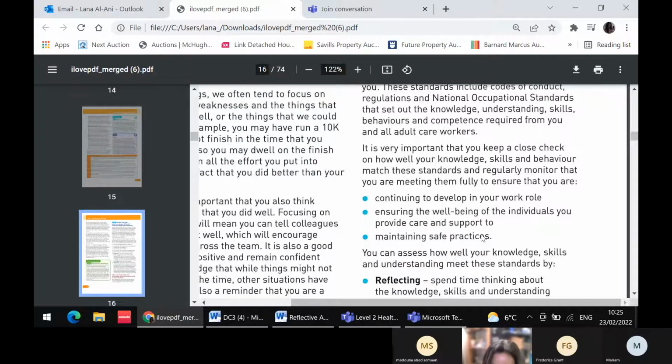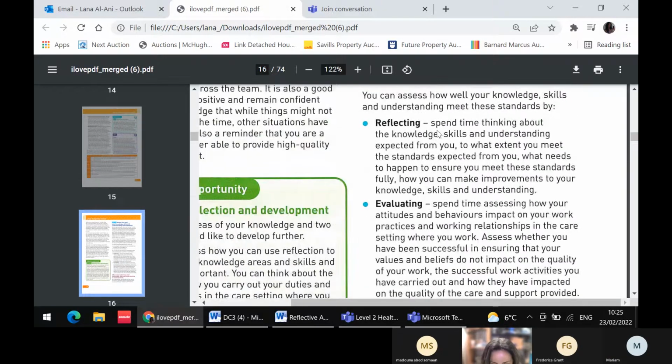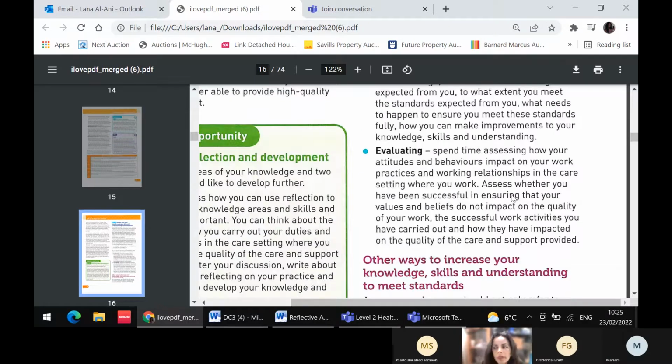Okay. So you need just to reflect. It says here reflecting. So spend time thinking about your knowledge, skills and experience, and start talking about it, and also evaluating how good you are at these things. Do you feel like you still need some training in showering people or in giving medication, because you still don't know the timing, but you follow the care plan for this? So you just need to talk about your own experience.